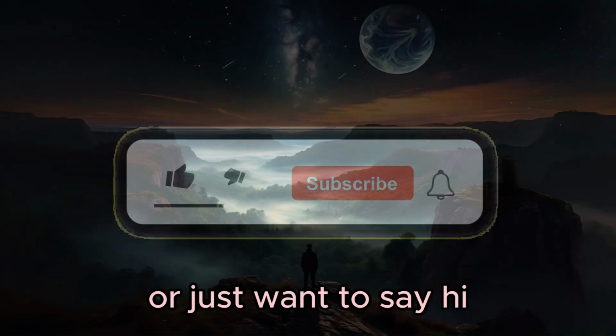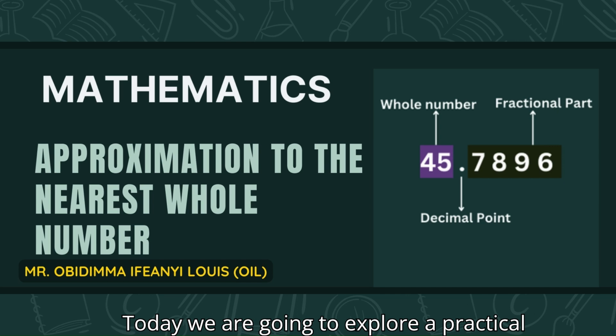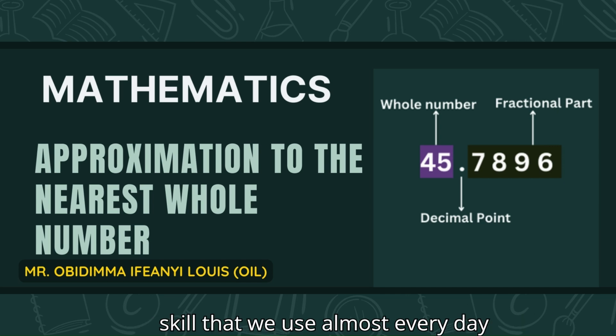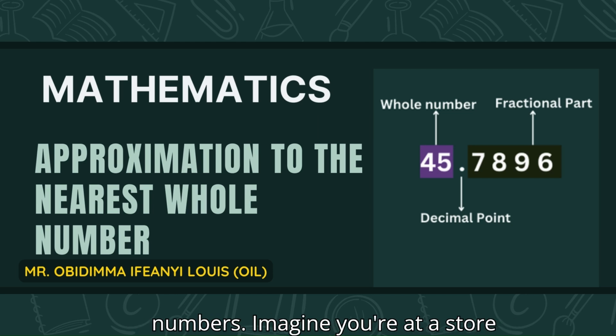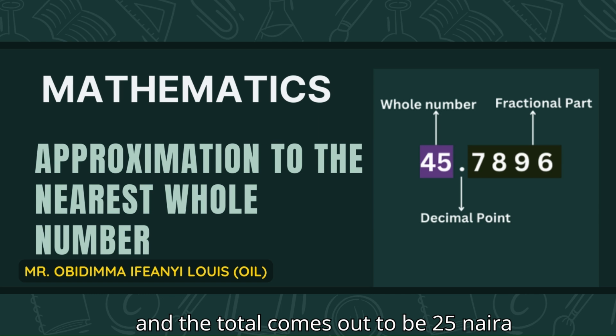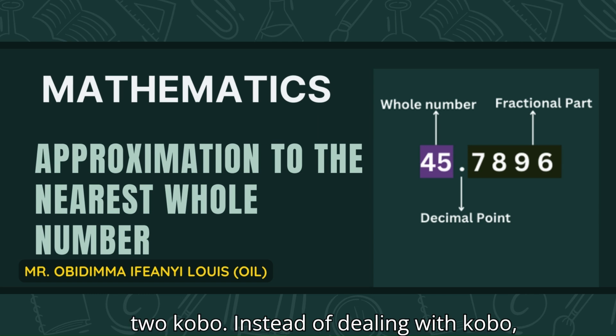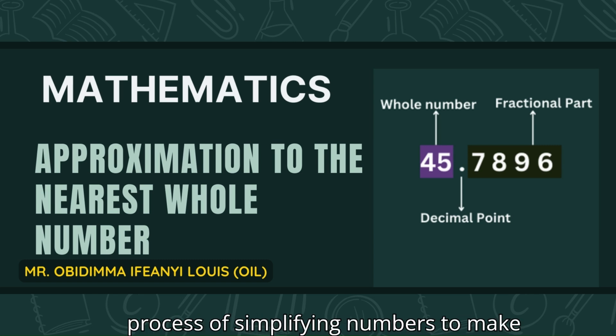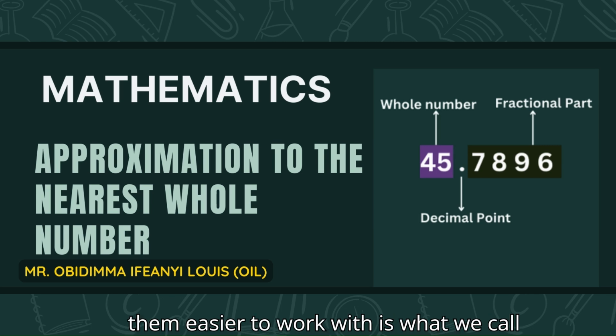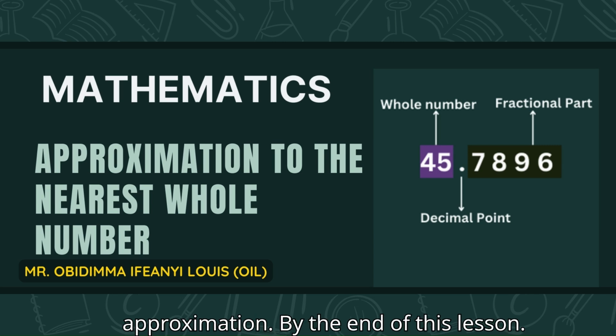Today, we are going to explore a practical skill that we use almost every day without realizing it, and that is rounding numbers to the nearest whole numbers. Imagine you're at a store and the total comes out to be 25 naira 2 kobo. Instead of dealing with kobo, you might just say it's 25 naira. This process of simplifying numbers to make them easier to work with is what we call approximation.